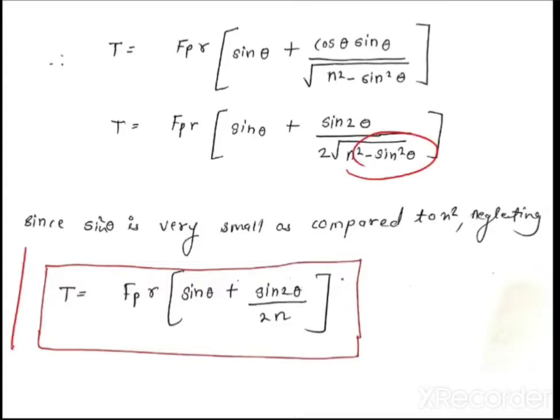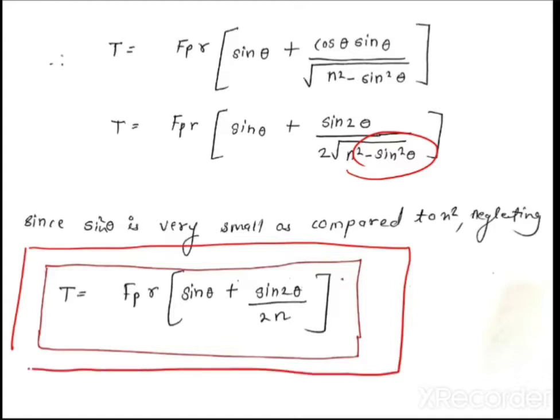So this is the final formula which you have to remember. How to calculate T? What is T? Torque acting on the crankshaft. T is equal to Fp into R, where Fp is the piston effort, multiplied by R, the crank radius, multiplied by sin theta plus sin 2 theta upon 2n. N is the obliquity ratio, L upon R. And theta is the angle turned by the crank, or the crank angle.